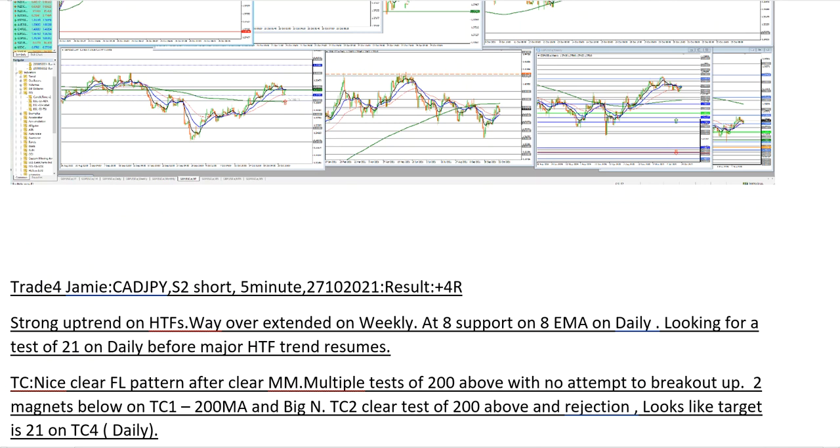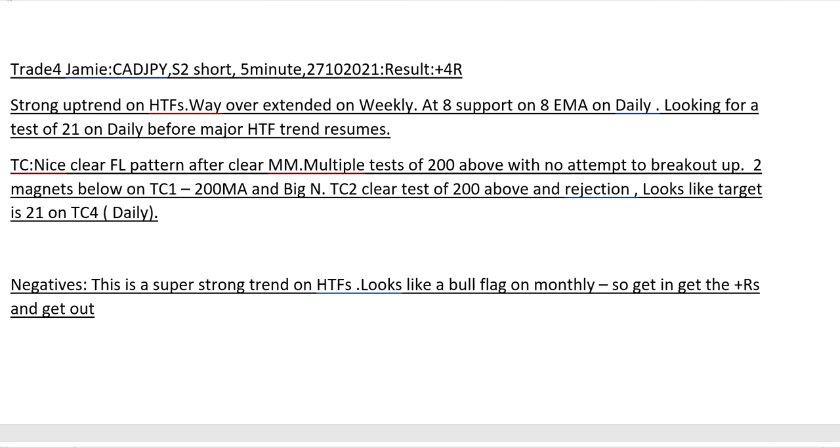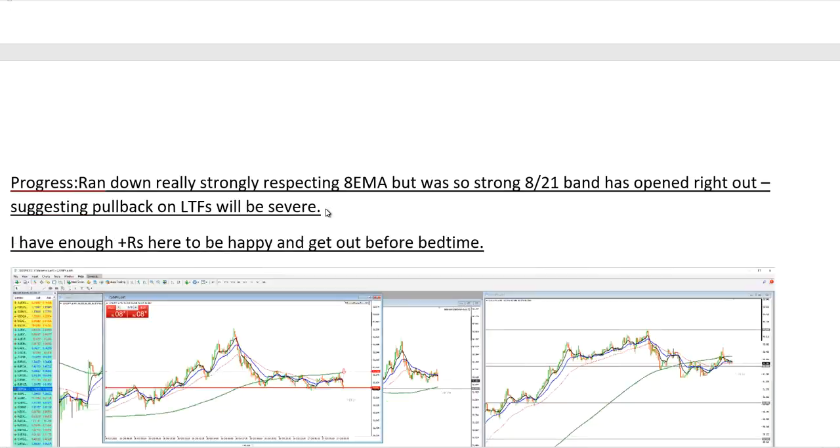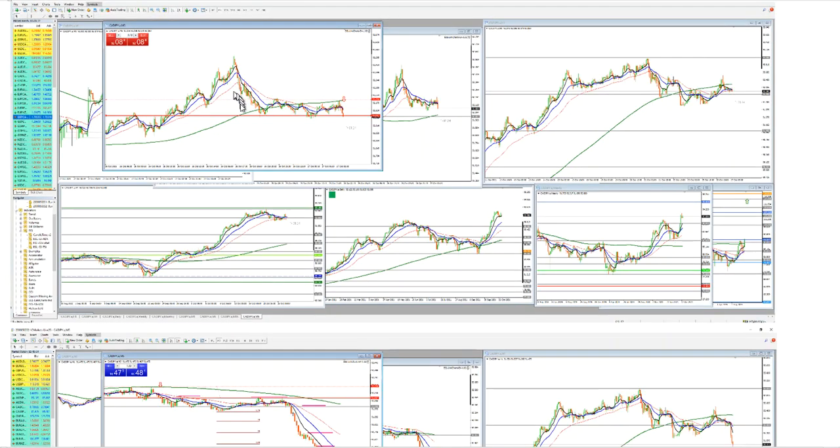Let's have a look at this one. It's an interesting one, CAD yen. We're trading here yen strength on a 5 minute S2 short. So why is it interesting? Well, that's an S2. Why is there a short bias? Price has been playing around with the 200, touch from above, touch from below, another touch from below, testing the 200, getting rejected.